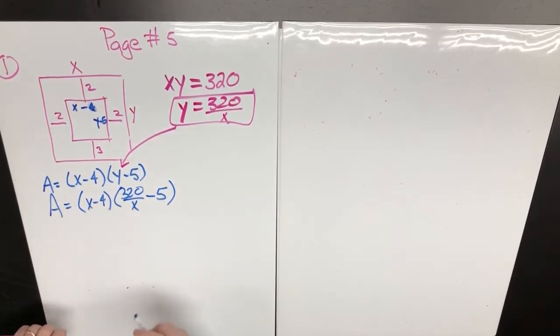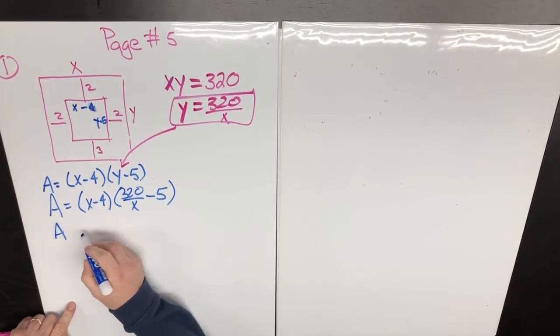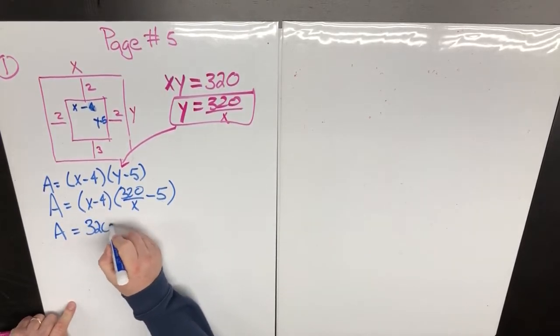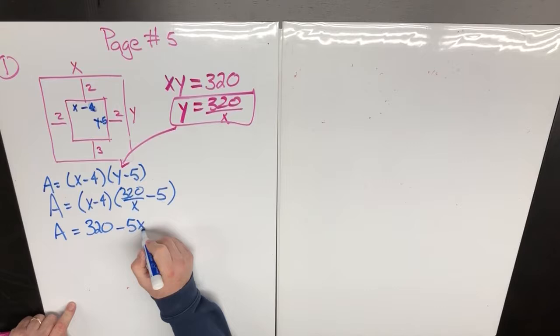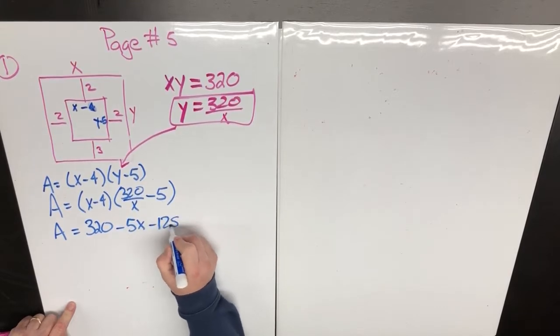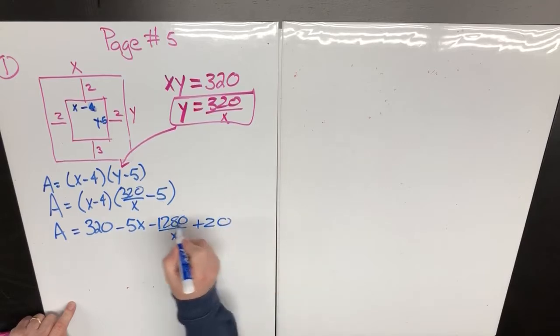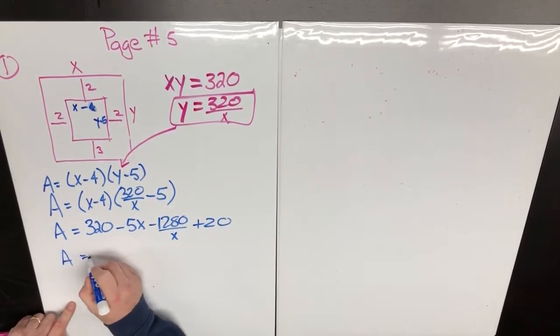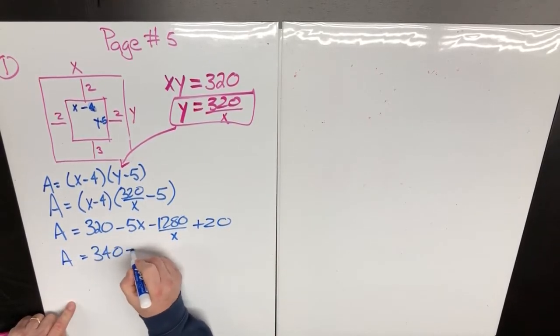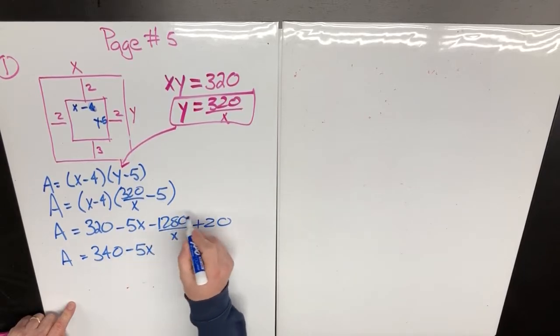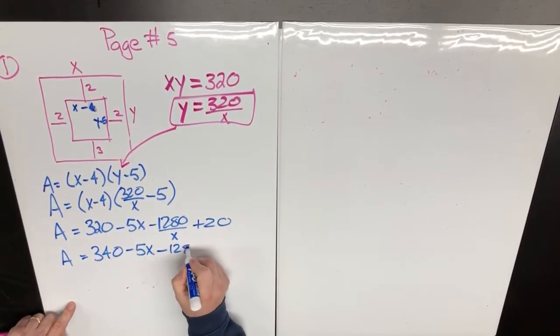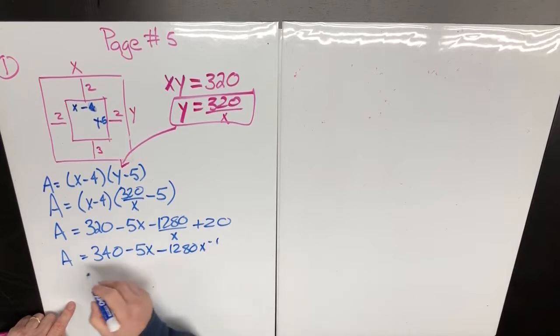So we're going to simplify that as much as we can. Then we'll take its derivative and set it equal to 0. Let's expand it using FOIL. We get 320 minus 5x minus 1280 over x plus 20. Simplifying that a little bit more, I've got 340 minus 5x, and this term I'm going to write as minus 1280 x to the minus 1.